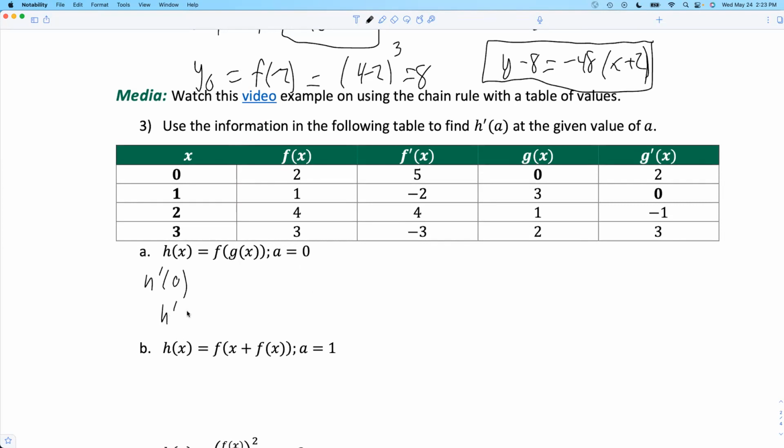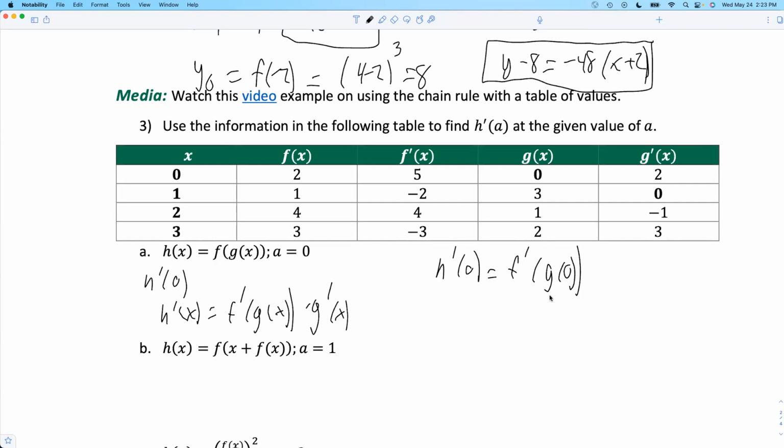H prime of x is f prime evaluated at g times g prime of x. So h prime at 0 would be the derivative, not at 0, but at g of 0. That's not times, that's f prime of g of 0 multiplied by g prime of 0.